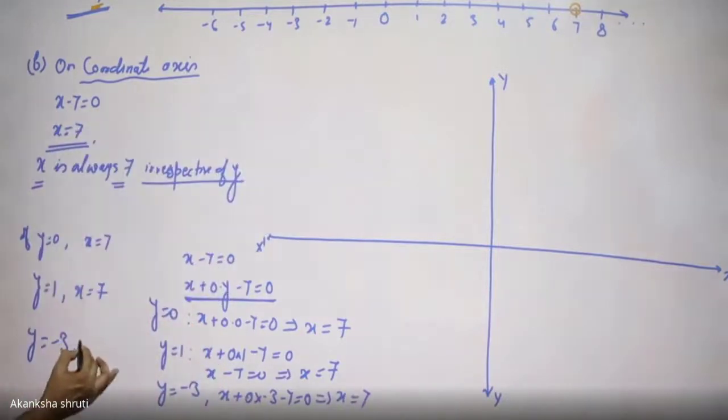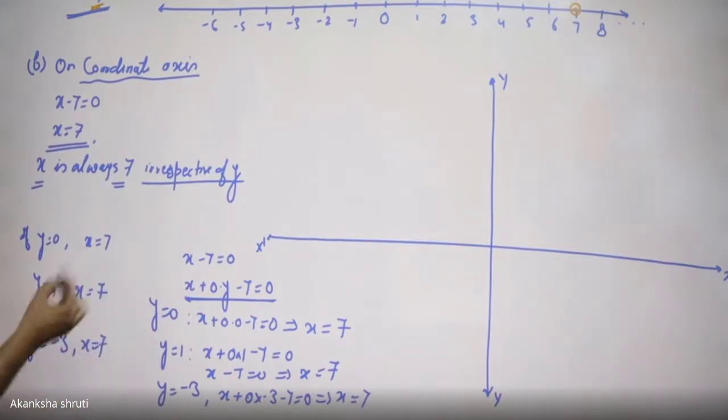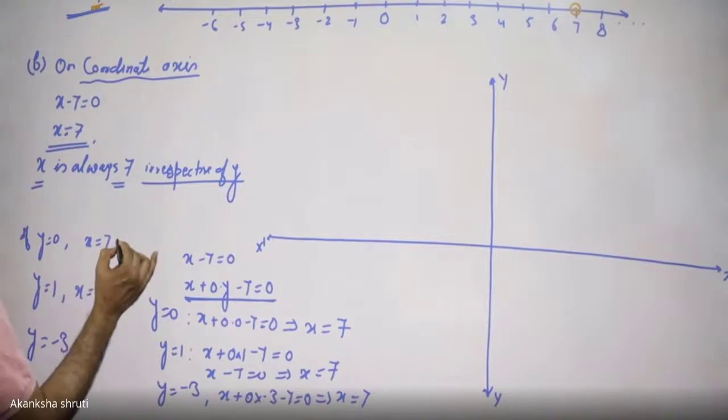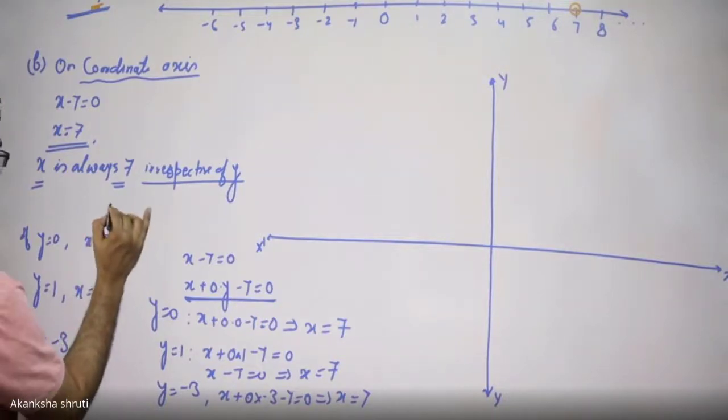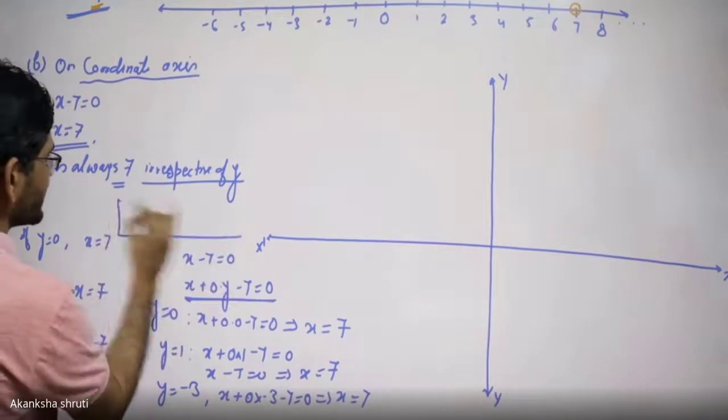Means x value is still 7. So what are the table or what are the points that we have to put? So students, if we are tabulating this, we will get the table like this one.